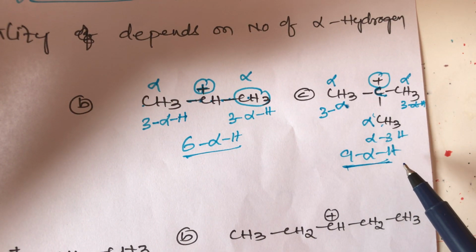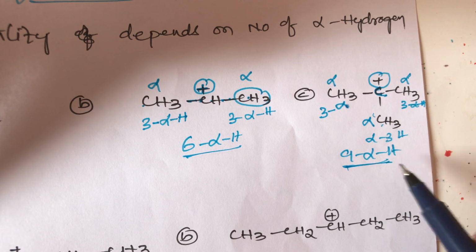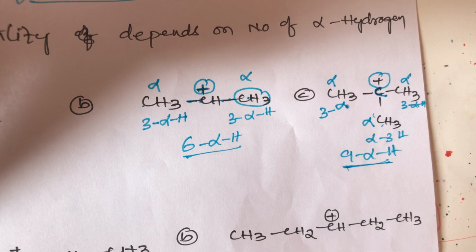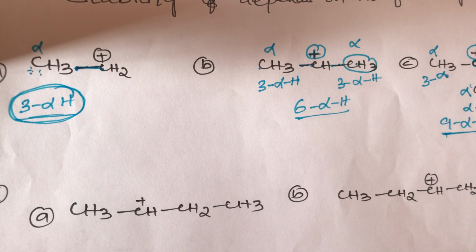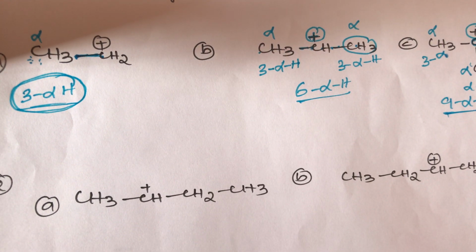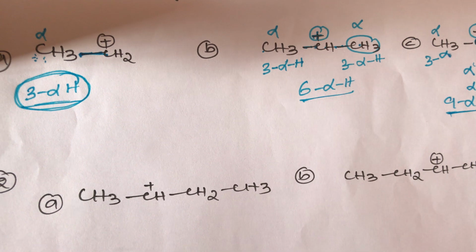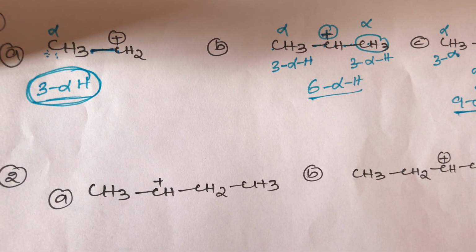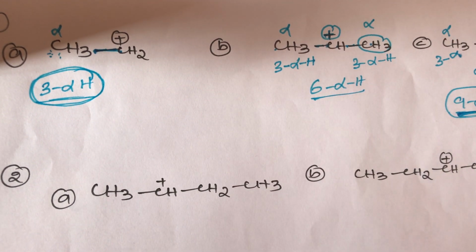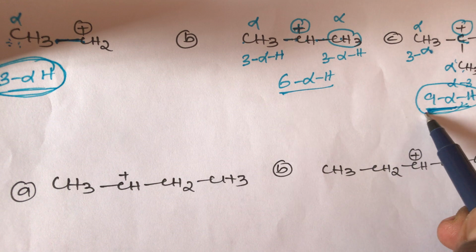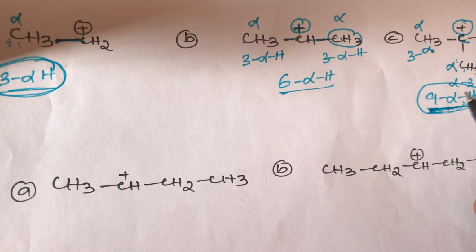So here, stability depends on the number of alpha hydrogens. The number of alpha hydrogens is directly proportional to the stability of the carbocation. The more alpha hydrogens there are, the more stable the compound is.